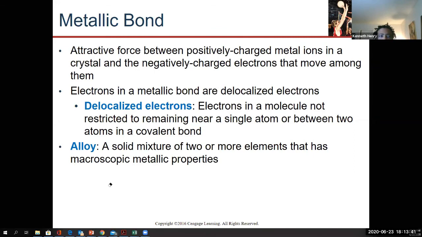Okay, so the last type of bond is called a metallic bond. I skipped the slide, hold on. Last type of bond, yeah, okay, we're good. Last type of bond is a metallic bond. So a metallic bond does something kind of funky too, right?